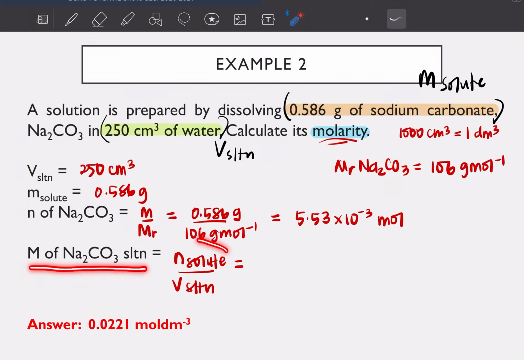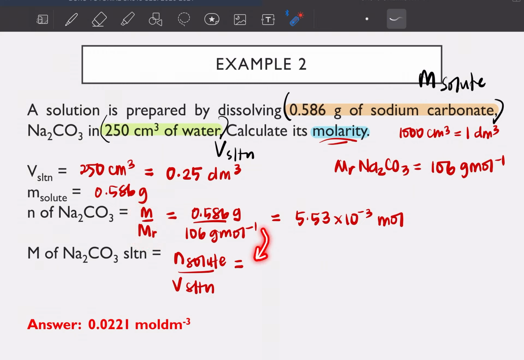Your formula will be mole of solute over volume of solution. That means that we have to find our mole of solute and volume of solution. So volume of solution is given already, 250 cm³. But we want to change it into liter or dm³, so therefore we will divide by 1000. Your volume of solution will be 0.25 dm³. Mole of solute, you can find by using the formula mass over molar mass to find mole.